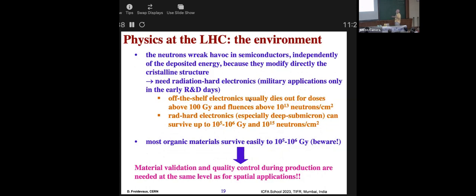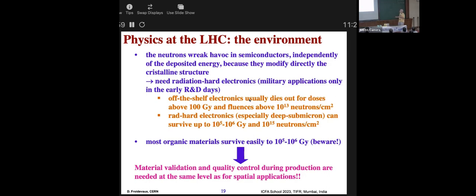So neutrons are particularly dangerous. I'm sorry, I was just slow in this, but I wanted to be very clear. The neutrons wreak havoc, they destroy semiconductors independently of the deposited energy because they modify directly the crystalline structure.